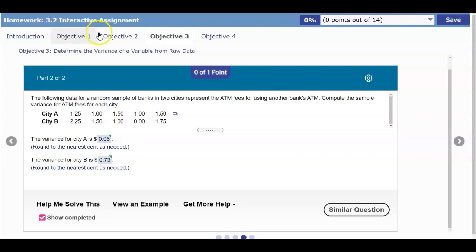Section 3.2 Interactive Assignment Objective 3. And here we want to find the variance for two sets of data. The following data for a random sample of banks in two cities represent the ATM fees for using another bank's ATM. Compute the sample variance for ATM fees for each city.